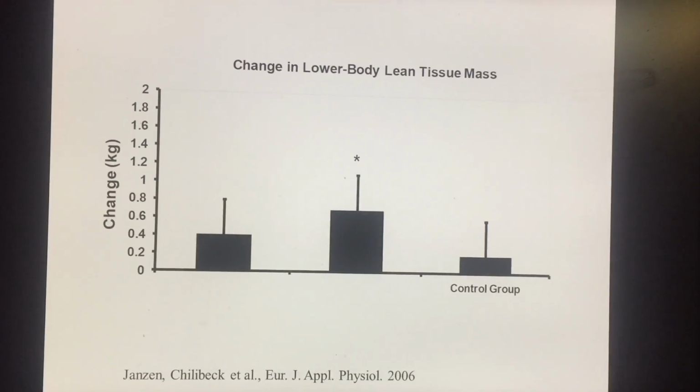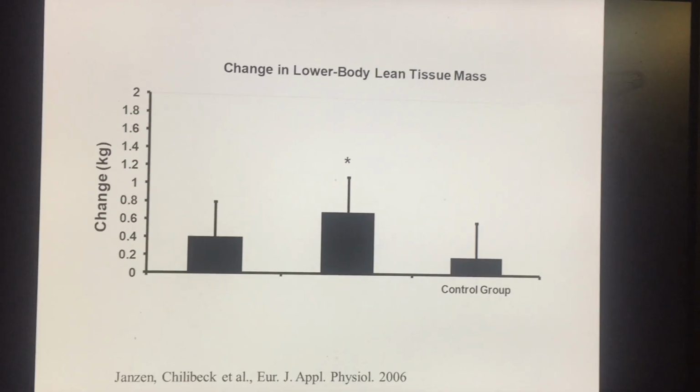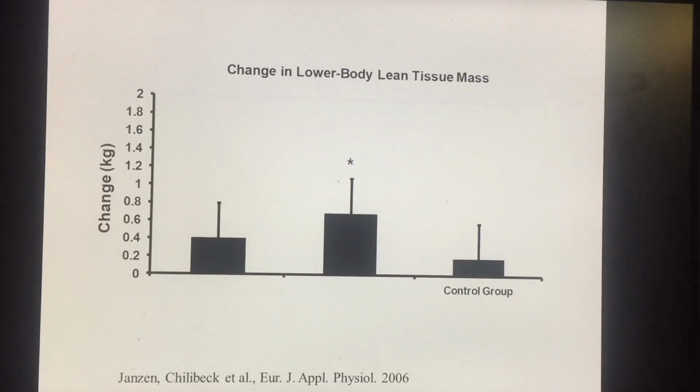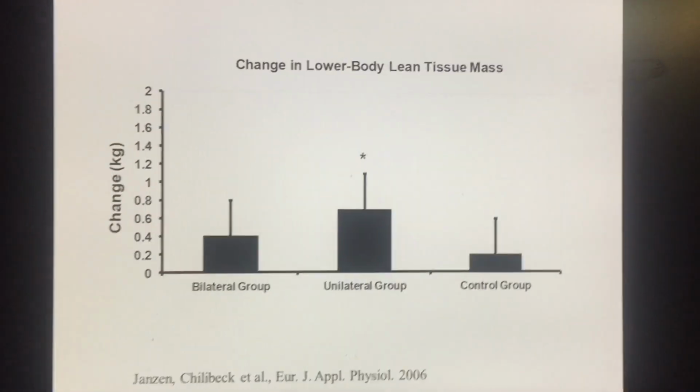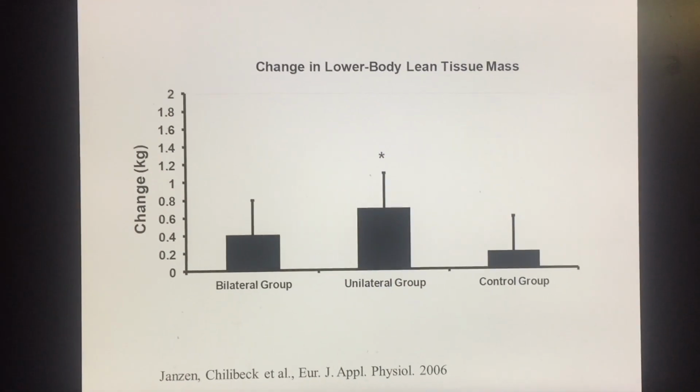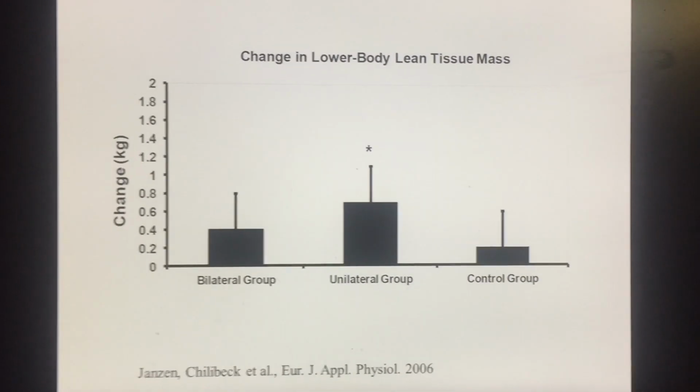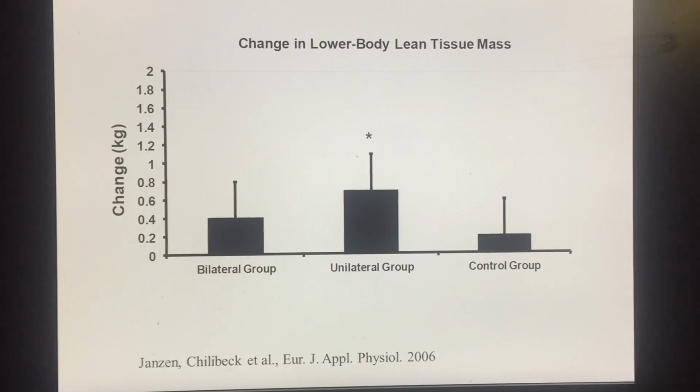And this is the results for, at least for changes in the lower body lean tissue mass. The upper body was similar, but this one was statistically significant. So it was the unilateral group that had the greatest increase in lower body lean tissue mass. And this is because of the bilateral deficit.